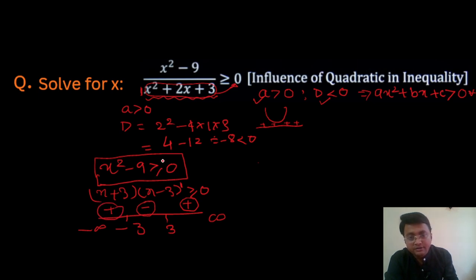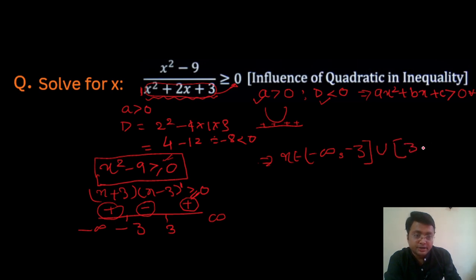So what do we have to find? We have to find the positive part, right? So the positive part will be this one. So let's write: x belongs to (−∞, −3], because we have to take the union with the positive part here, so [3, ∞), right? So this is how you will solve these questions. I hope you have understood this concept, right? Thank you so much.